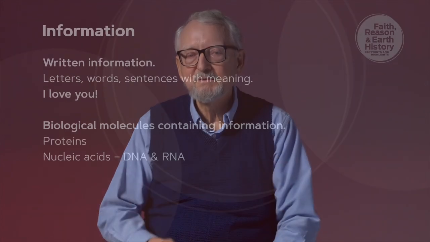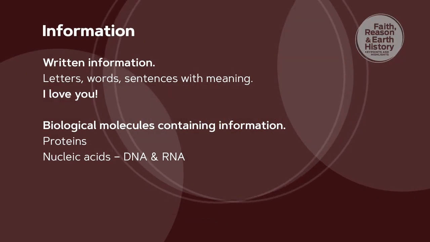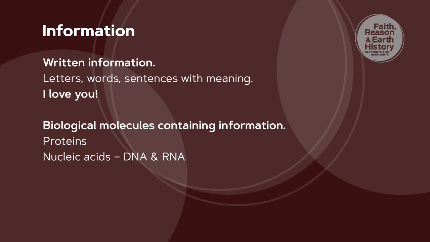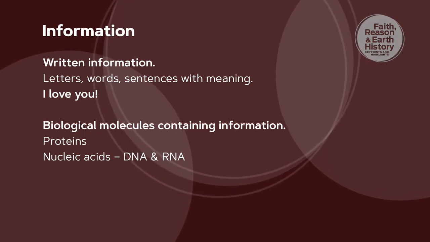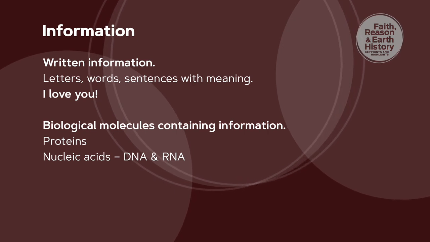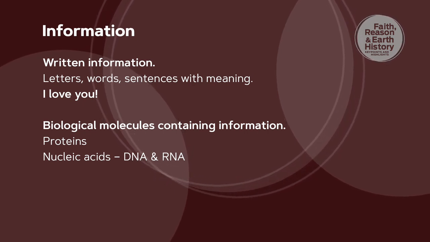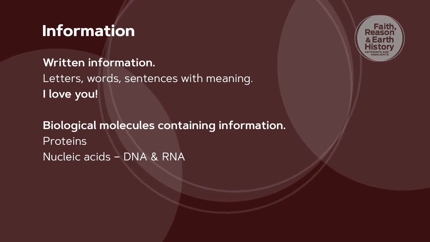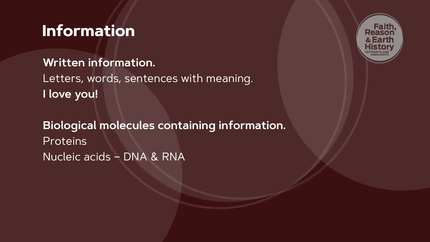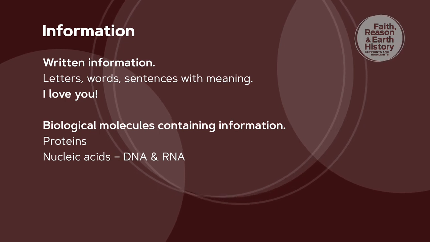When we're talking about the origin of life, one of the very important concepts to understand is the origin of biological information. So what do we mean by information? When we're writing something, letters, words, and sentences have meaning. "I love you." That's a specific sequence of letters that makes sense. Biological molecules also contain information with a message, and those are found in proteins and nucleic acids, DNA and RNA.